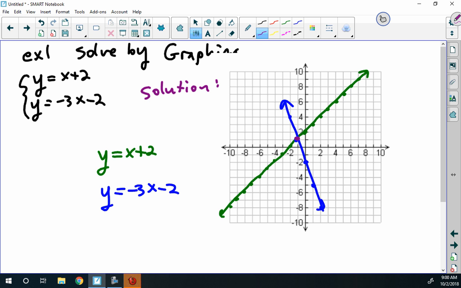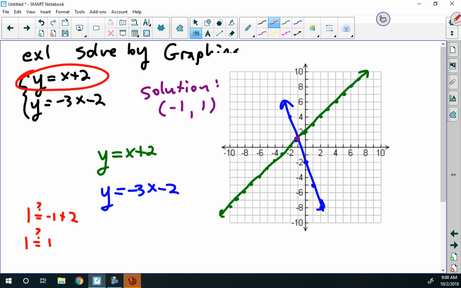But we probably ought to point out what the coordinates are. The x coordinate there is -1. The y coordinate there is +1. So if I plug in those values into both equations, it ought to make both of them true. Let's see if it makes this one true. Is 1 equal to -1 plus 2? In other words, is 1 equal to 1? Sure it is. Makes that one true.